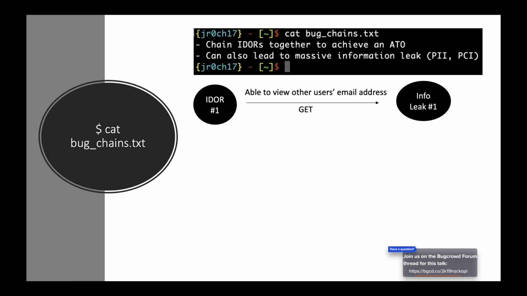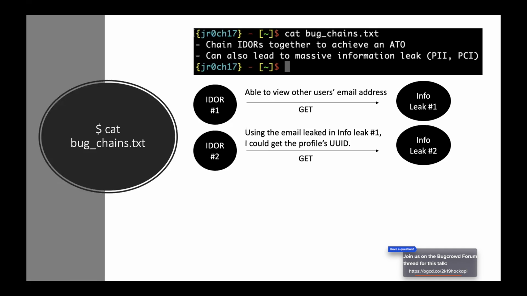So I had my first IDOR. This was again a 9-digit ID, which in the response revealed my victim's email address. This was a simple GET request. Then the second GET request, another IDOR, by using the victim's email address, I was able to get their profile's UUID. Again, another GET request.